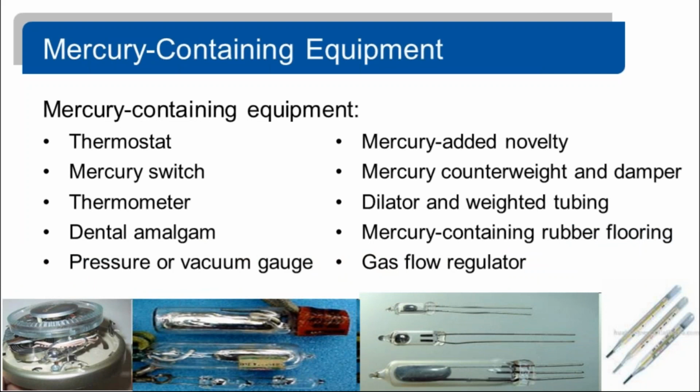Mercury-containing equipment includes thermostats, mercury switches, thermometers, dental amalgam, pressure or vacuum gauges, mercury added to novelty items, mercury counterweights and dampers, dilators and weighted tubing, and mercury-containing rubber flooring and gas flow regulators. A lot of these actually contain elemental mercury. So mercury containing equipment is a separate category and description.